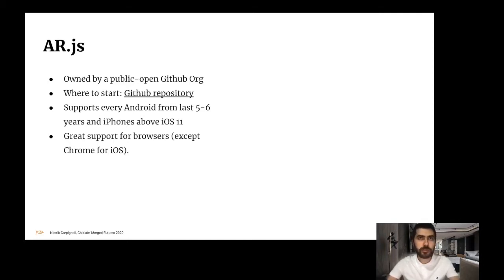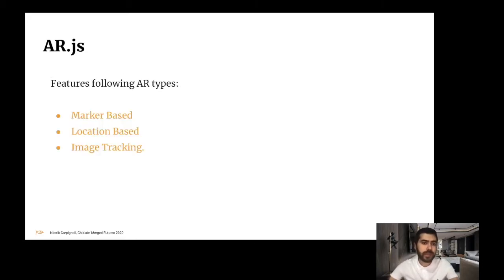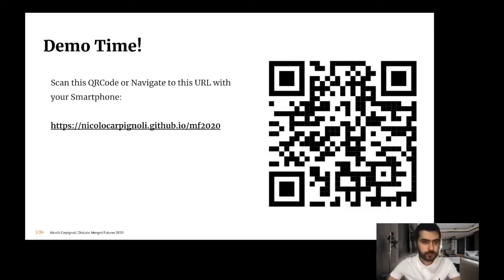I left here the repository reference to start, and let's start to say that the support is very, very good, because it supports every Android from the last 5 or 6 years or so, and also iPhones above iOS 11. And it supports marker-based, location-based, and image tracking. So what does it mean?